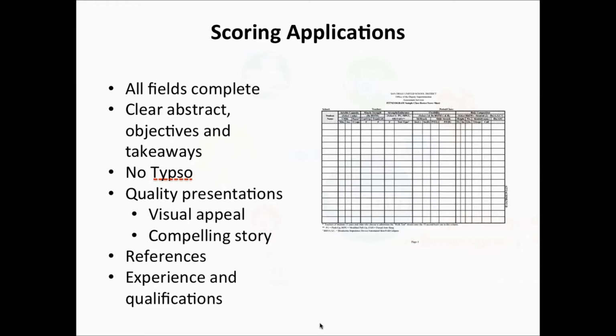All right, let's take a look at scoring our application. I cannot stress enough to all of you, your abstract, your objectives, and your takeaways must be very clear. You can see where we've put on there the no typos. Obviously, we're making a point here. Make sure to take a look at your entire application. I want to just take a moment here to help you understand the difference between the objectives and takeaways in terms of what we're looking for in the application.